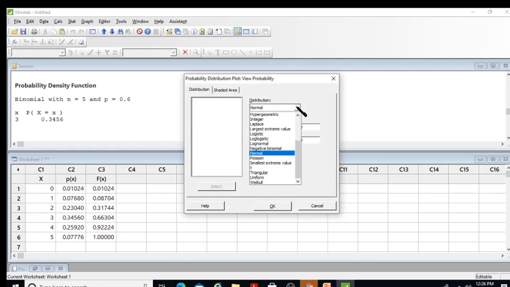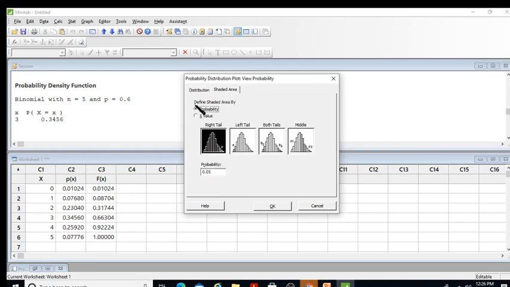Here first I have to select the distribution. My distribution here is binomial, and the number of trials is 5, and the probability of success is, let's say, 0.6. And then I go into this tab of shaded area. What type of shaded area do I want to define, with probability or x value? So for example, my x value, or threshold, is 3, and I have less than or equal to 3, so I take the left tail. If greater than 3, then this one is to be taken. If both tails, or if the middle value, meaning greater than x1 and less than x2, then I take that here.